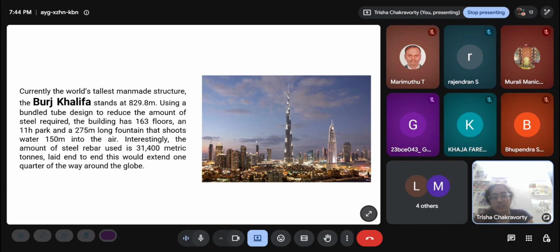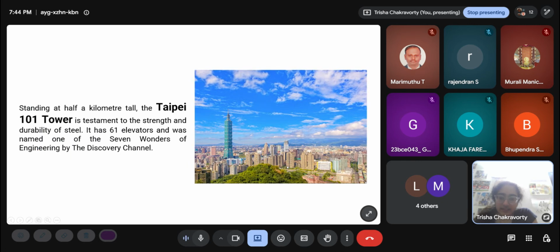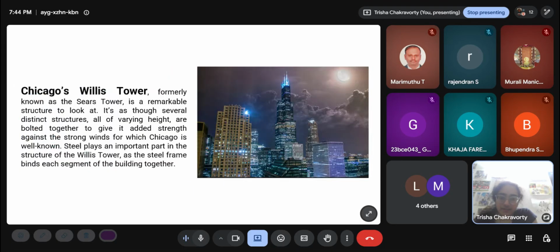Then the Burj Khalifa, obviously, is the world's tallest man-made structure. See, all the extremely tall skyscraper-type structures are made of steel. The Brooklyn Bridge is a cable-stayed, suspension bridge. Suspension bridge means that it has two main cables like this, and then there are vertical cables holding it up. The steel is so thick and the construction so challenging that it took a decade to complete, but it is very old. It was made in the 19th century. This is another, the Taipei 101 Tower, China Square Tower, and most of these are towers or bridges.